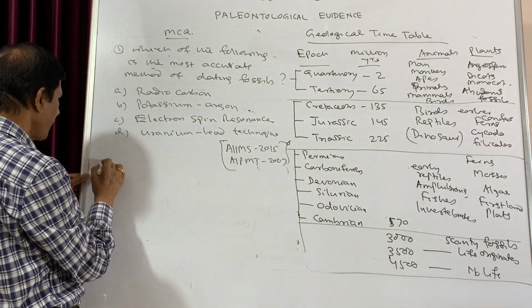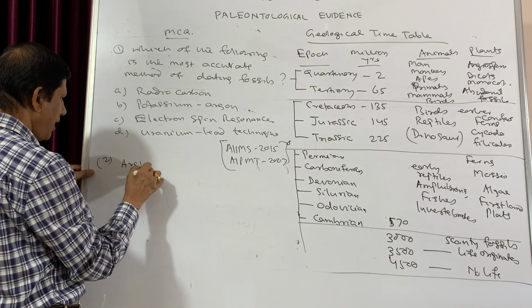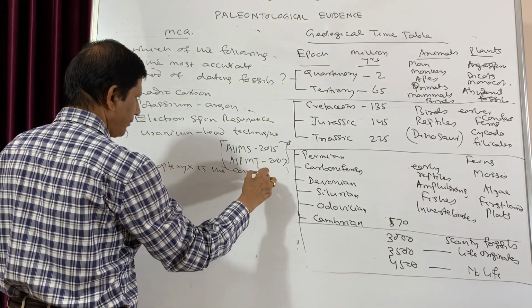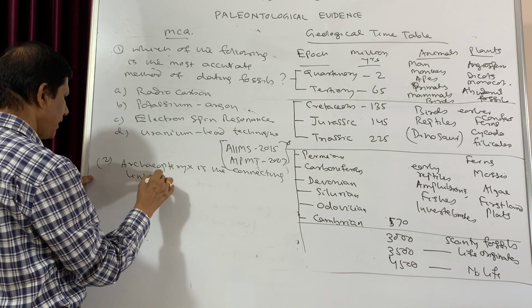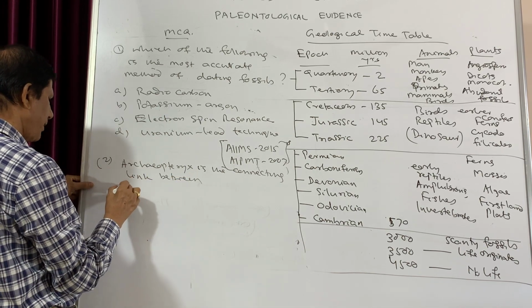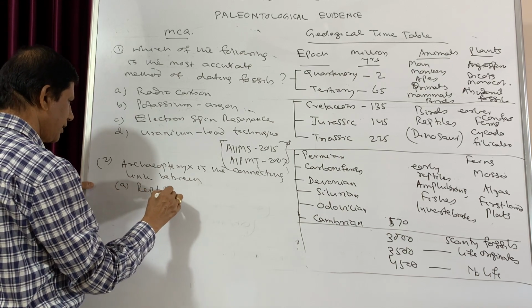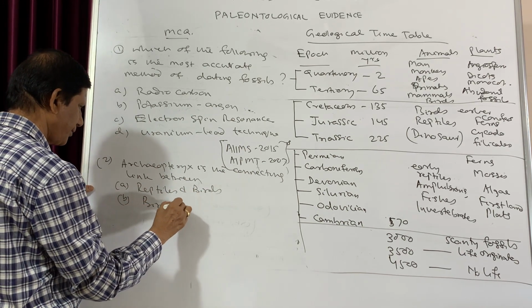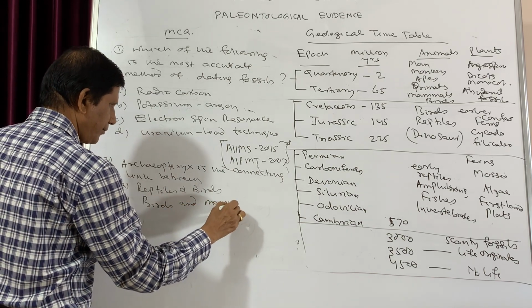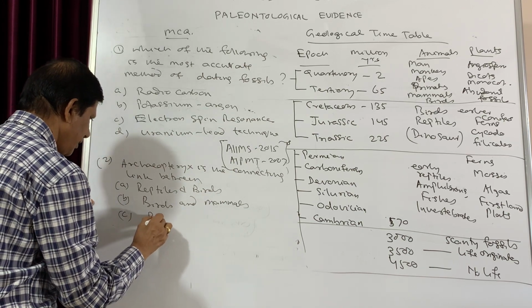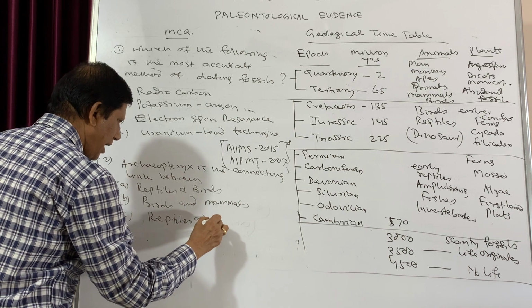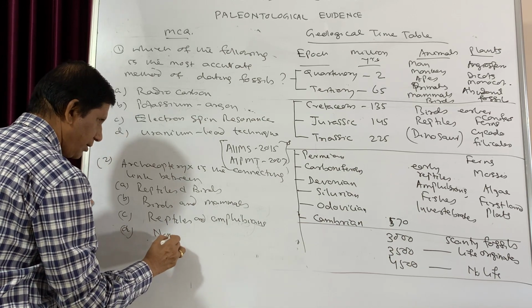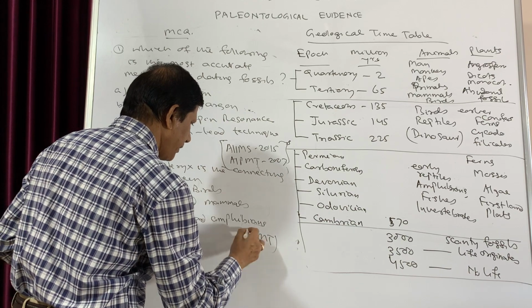Now come to the second question. Archaeopteryx is the connecting link between: first choice, reptiles and birds; second choice, birds and mammals; third choice, reptiles and amphibians; and fourth choice, none. This question was also asked in PMT.